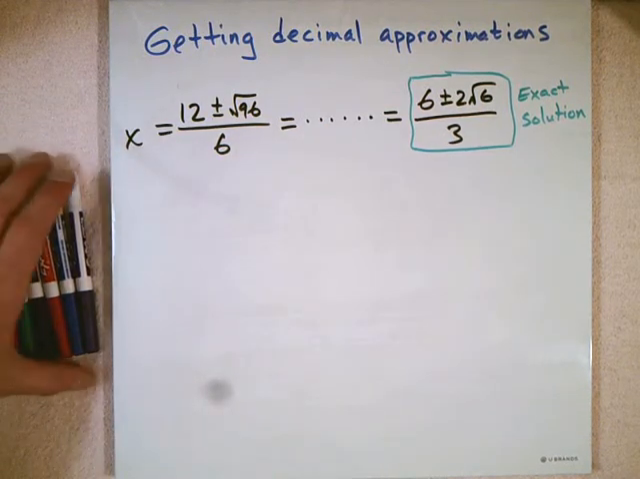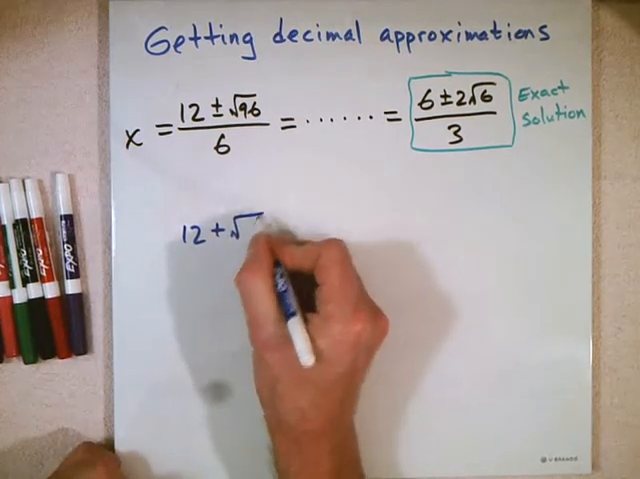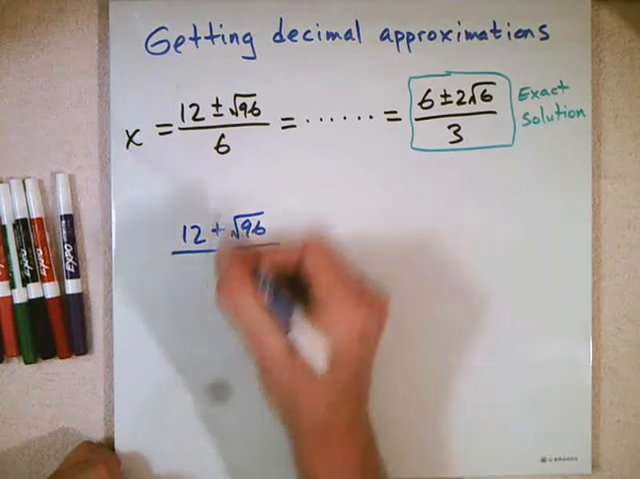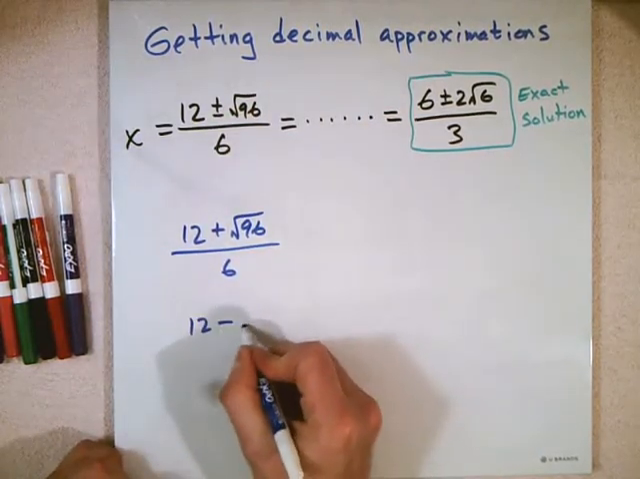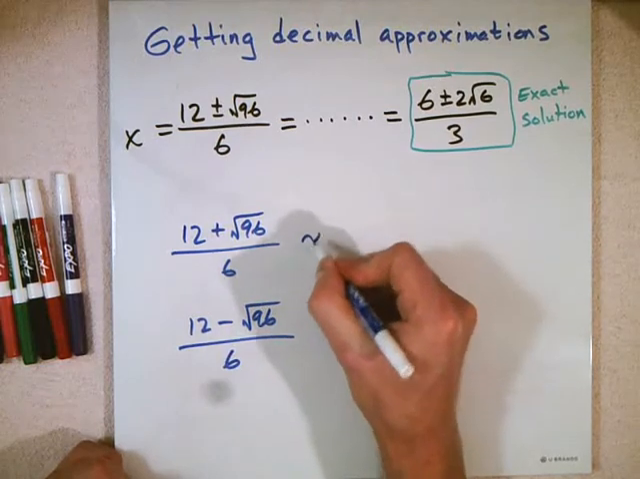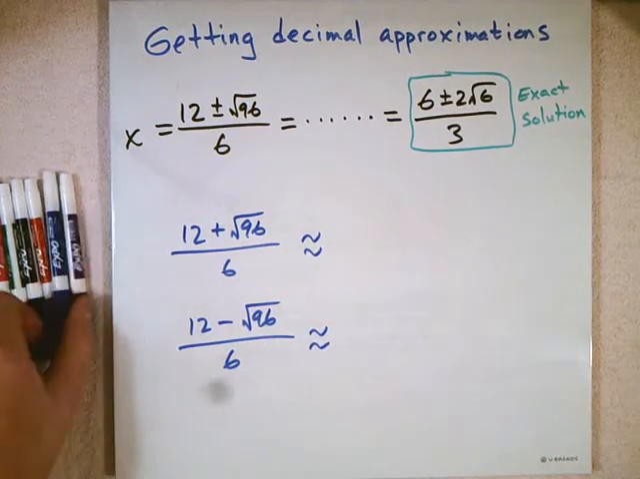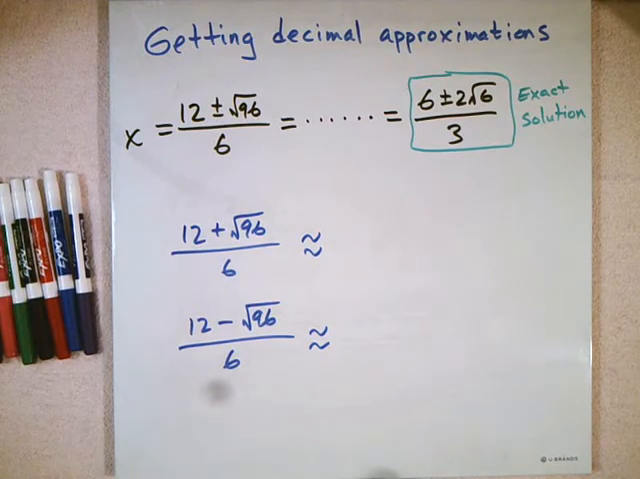All right, so let's take this here and get the two decimal approximations for it. So we have 12 plus root 96 over 6. That's one of the two values there. And the other one's 12 minus root 96 over 6. This is going to lead to two decimal approximations for the answers. Now, how do you do this on your calculator? How do you avoid getting it fouled up on your calculator? Well, you've got to be a little careful.